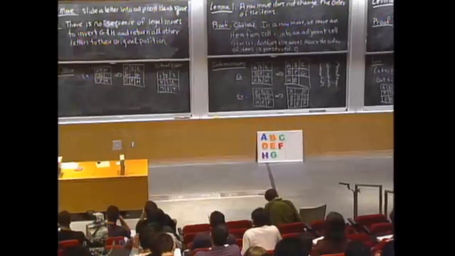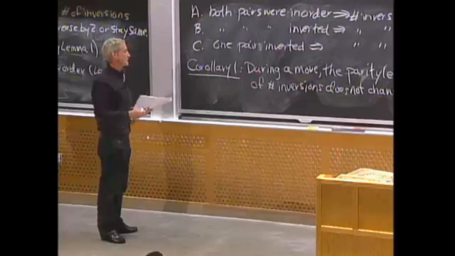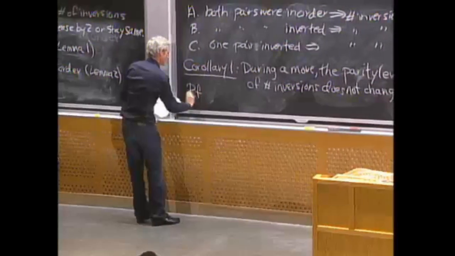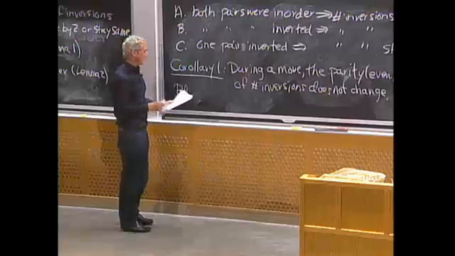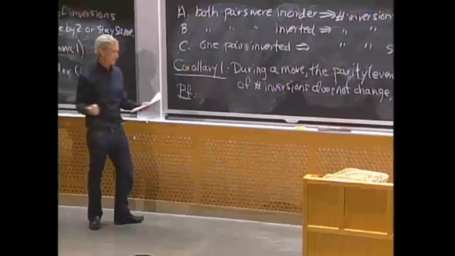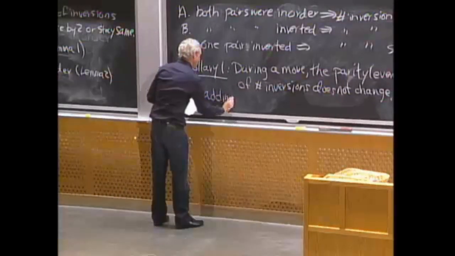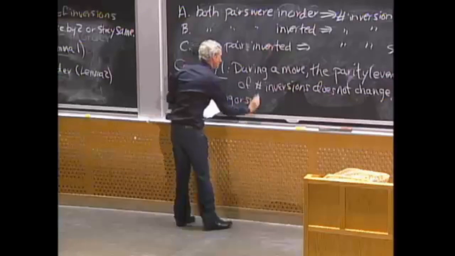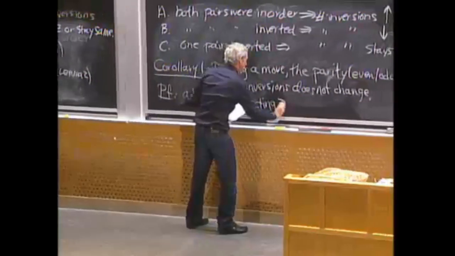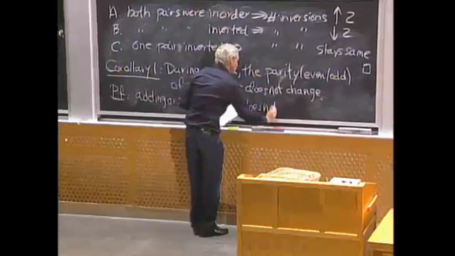We're almost done. I got to prove this corollary that during a move, the evenness or oddness of the number of inversions does not change. And that's because adding or subtracting 2 from a number does not change its parity. Stays odd or stays even. So adding or subtracting 2 does not change the parity.